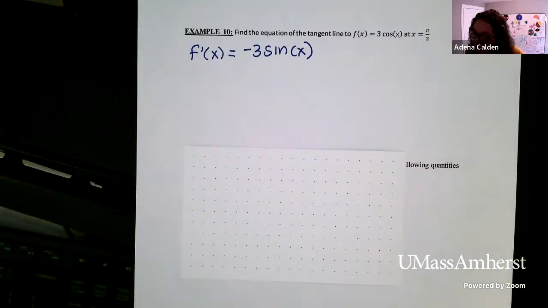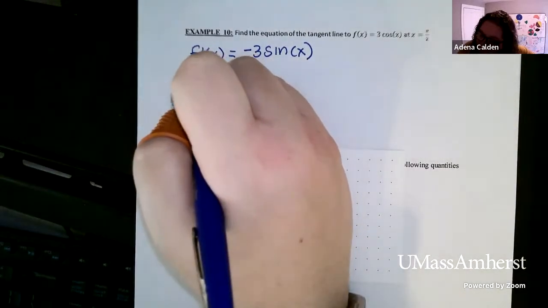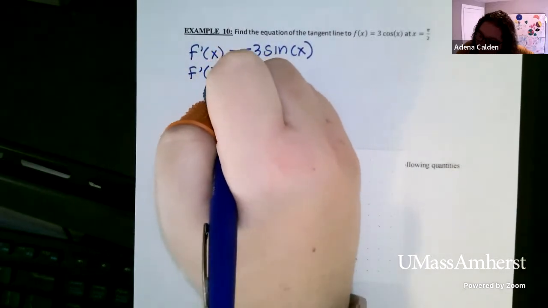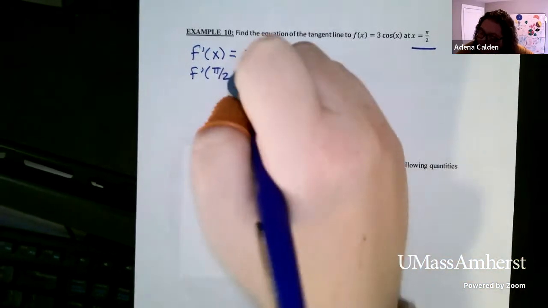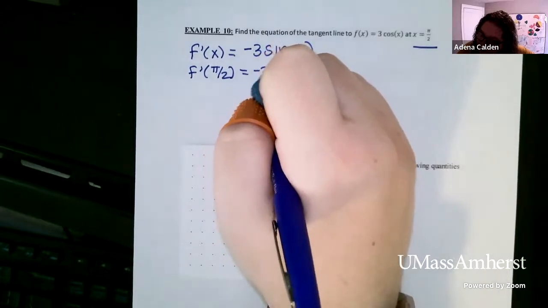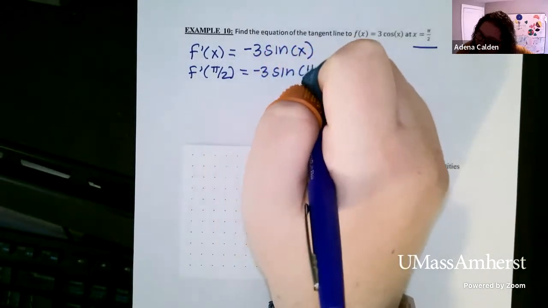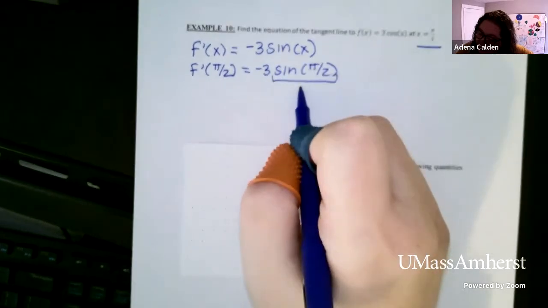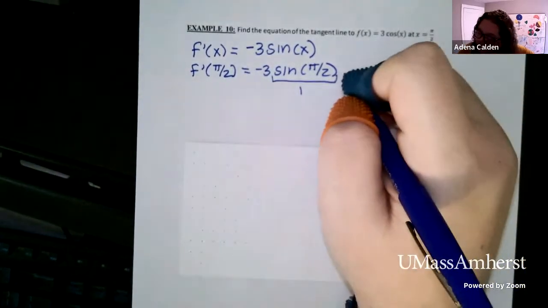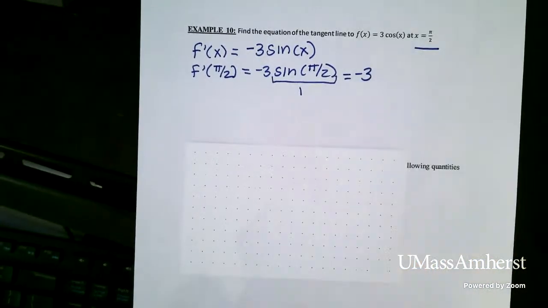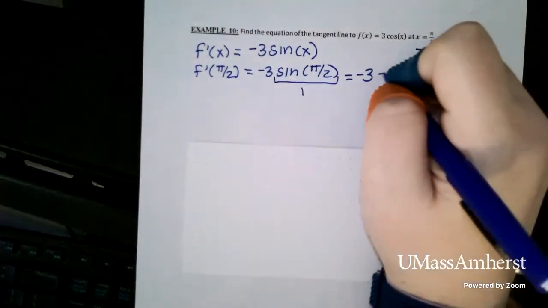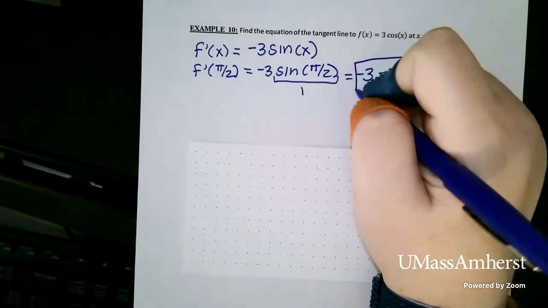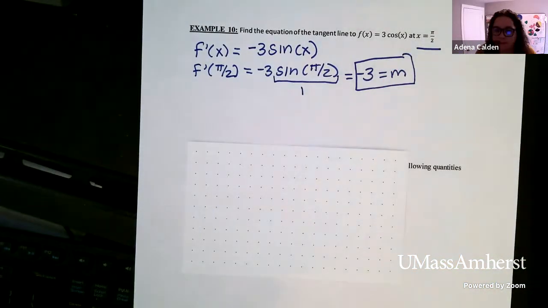But then we need to plug in the value that we're interested in evaluating. So here, we're looking at what's happening at pi over 2. So we have negative 3 sine of pi over 2. So sine of pi over 2 is 1. So negative 3 times 1 gives us a slope of negative 3. So our slope is negative 3.